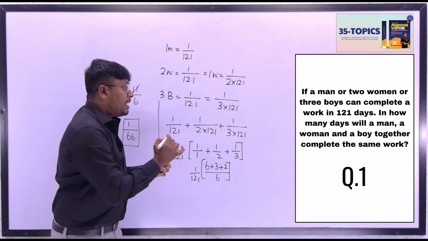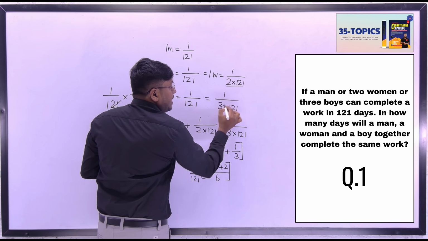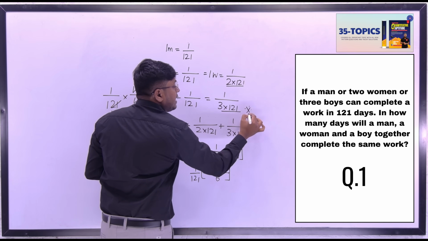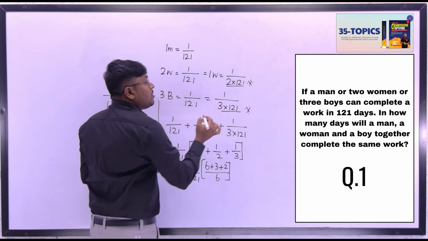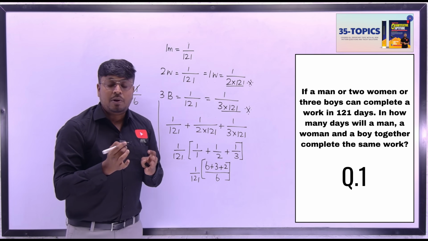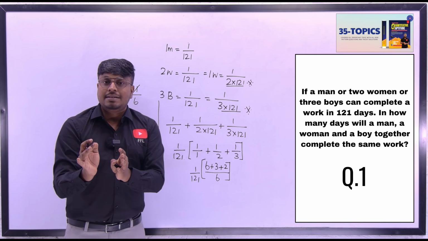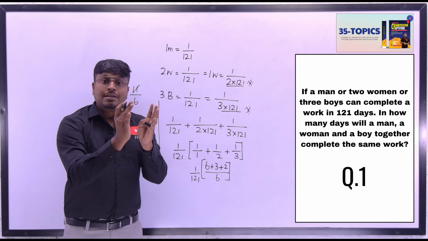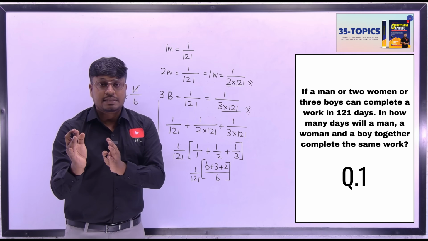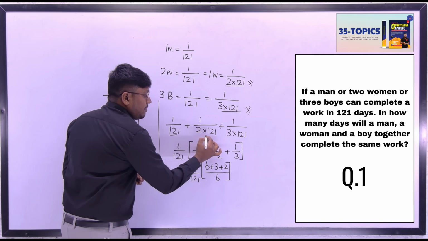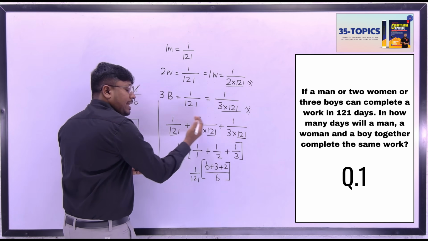Three boys, so one boy equals 1 by 3 into 121. Do not multiply these values. If you multiply these values, by taking an LCM you might waste more than a minute on the LCM alone. So better not to multiply the numbers, keep them as they are. At last, you will get a huge number common in all the terms, like the 121 we got. So take 121 outside.